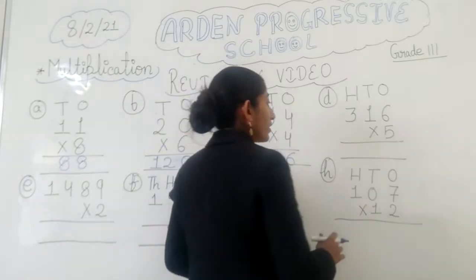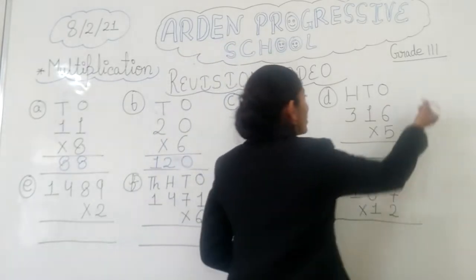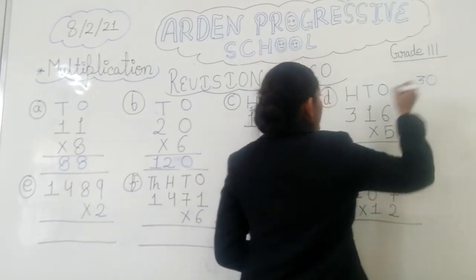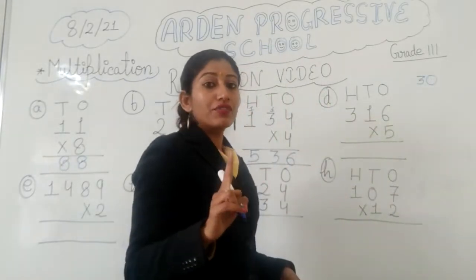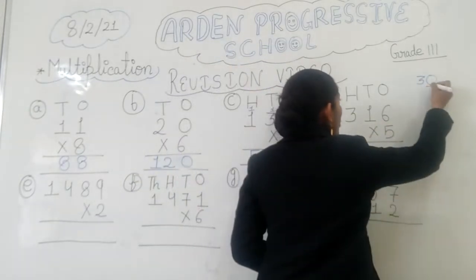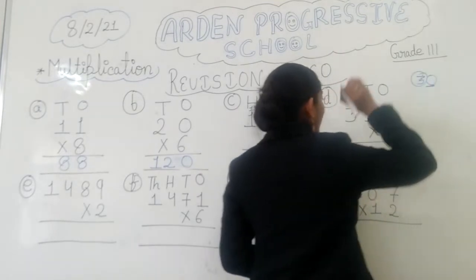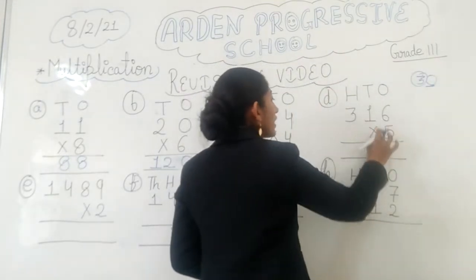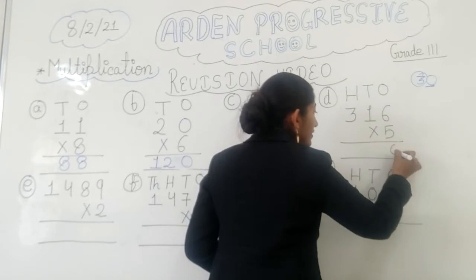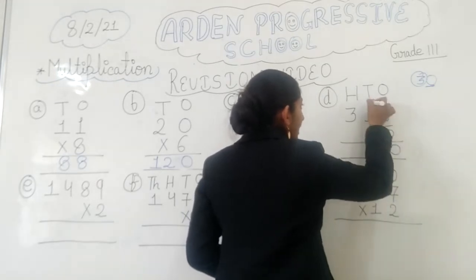So what we have to write? 30. Now you all know how to write 30. We used to write 30 like this, 3 into 0. What we have to do? We have to write this part only, and this part will go carry. So 6 into 5 is 30. 30 का क्या आ जाएगा? 0 आ जाएगा, and this 3 is carried here.